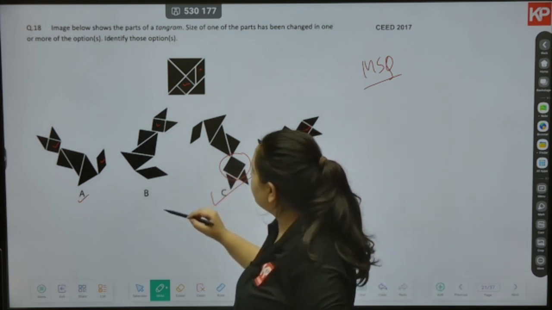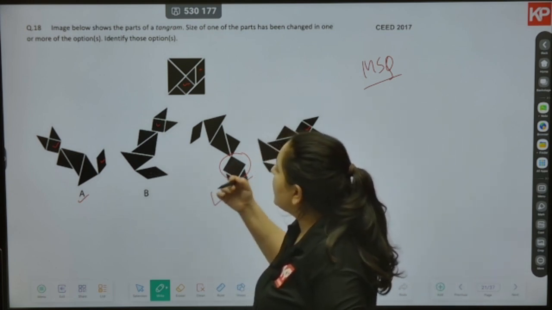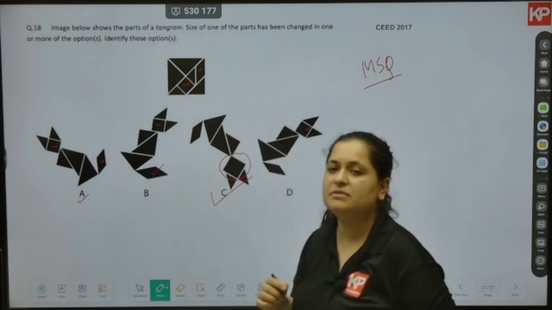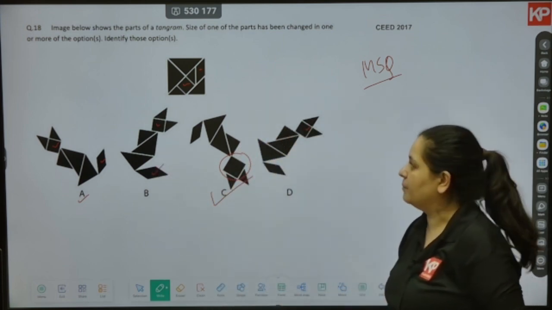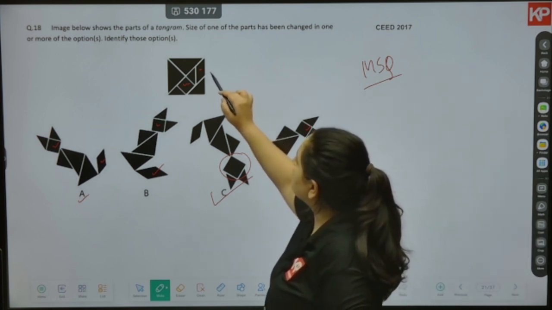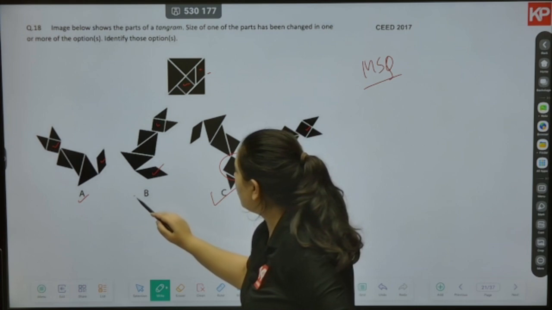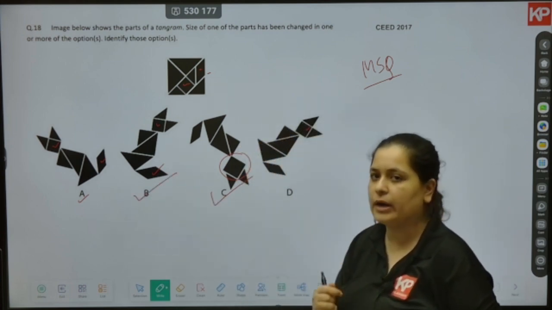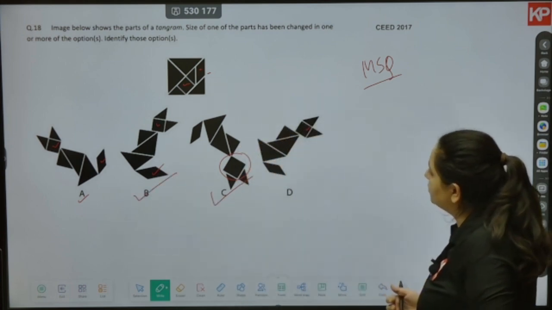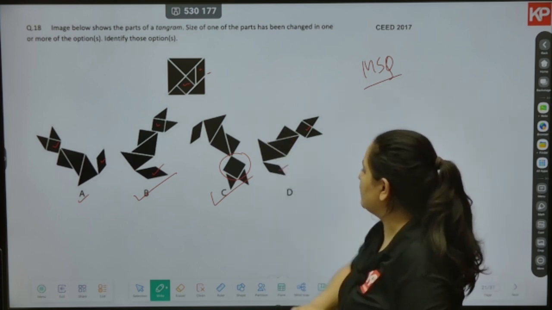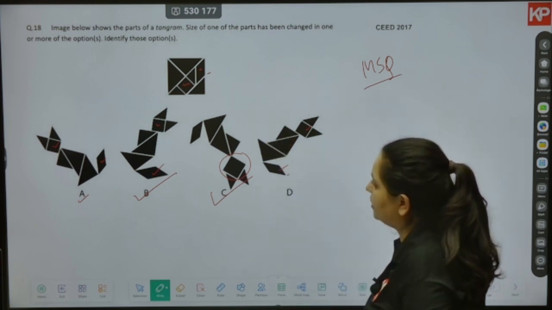Let's try for option number A. Let's try for option number B. Okay, the parallelogram size looks scaled up. It is not equal to the size of the parallelogram given in the sample. So again, option B is an odd one out for us. Let's check for option number D. The parallelogram size looks the same as that of the sample. So we have a go ahead for option number D.